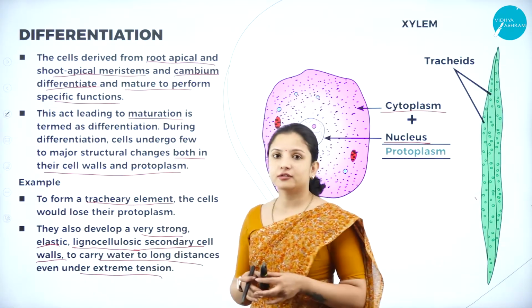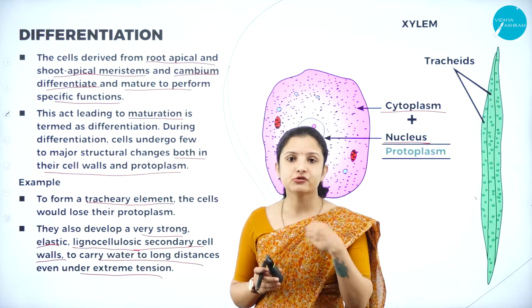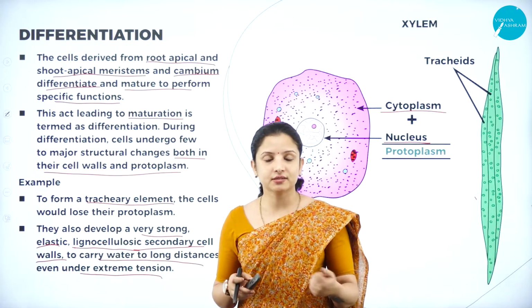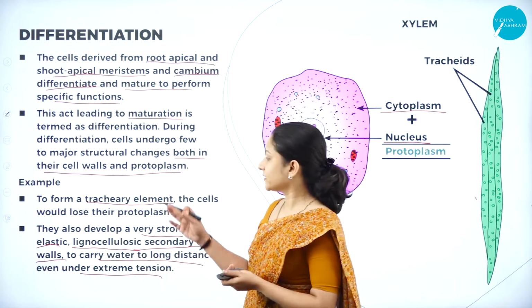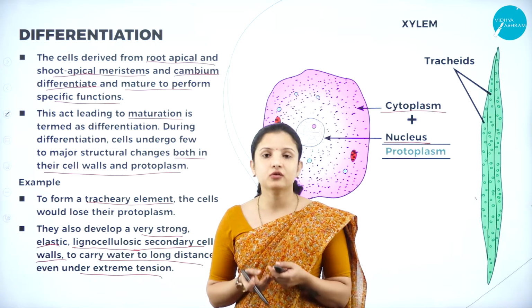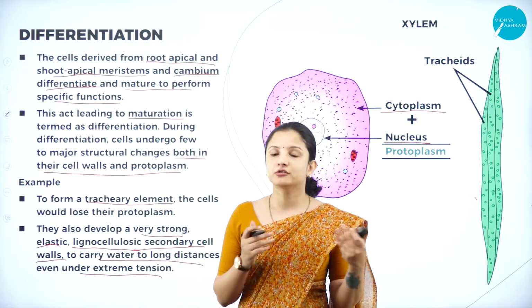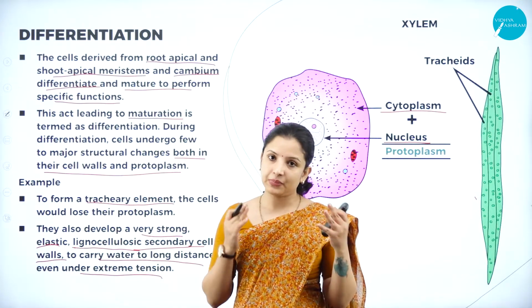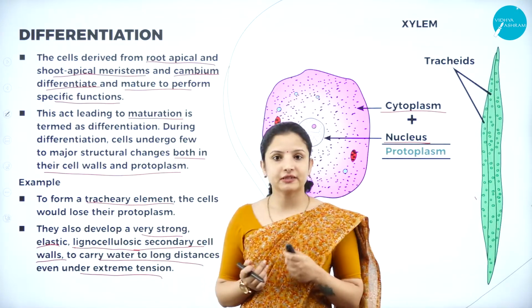So now we have understood how the mature cell has changed by structurally changing its protoplasm and cytoplasm, taking the example of a tracheary element, which is a component of the xylem. Their main function is to transport water to long distances to different parts of the plant body. So this is about differentiation.